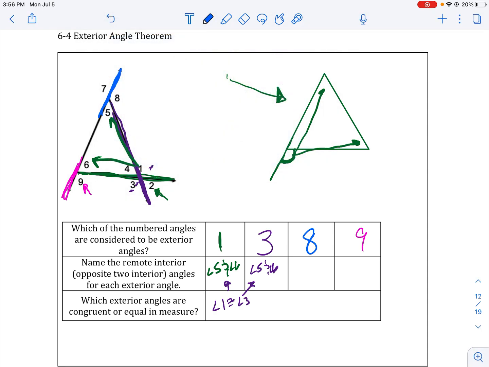Now angle 8 is up at top. The opposite 2 interior angles of angle 8 are angle 4 and angle 6. And then if we look at angle 9 here, the opposite 2 interior angles of angle 9 are angle 4 and angle 5. And 1 and 3 are the only 2 exterior angles that are going to be congruent that we know of in this example. Angle 4 and 2 are also congruent, but again, 2 is not an exterior angle, and 7 is not an exterior angle up here. That's just a straight line. That's 180 degrees.